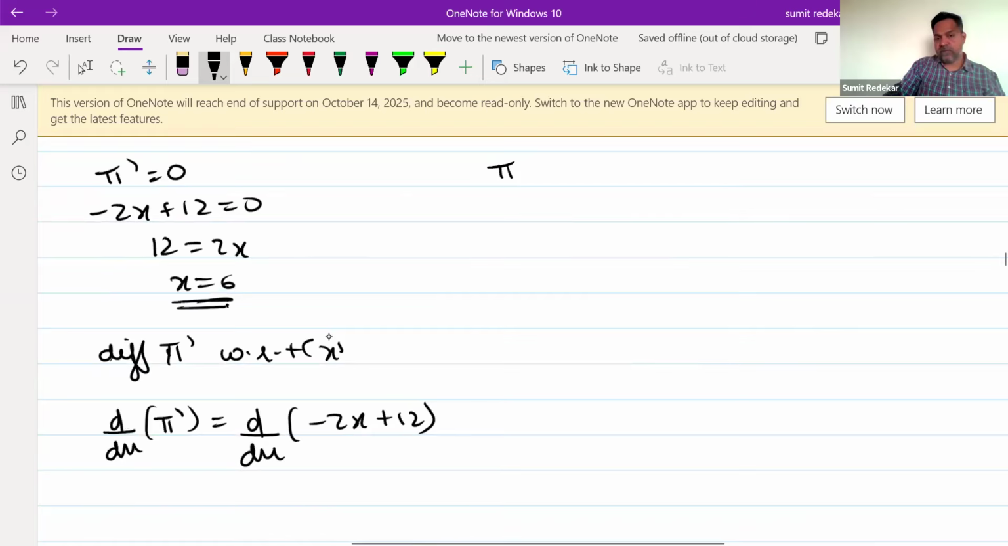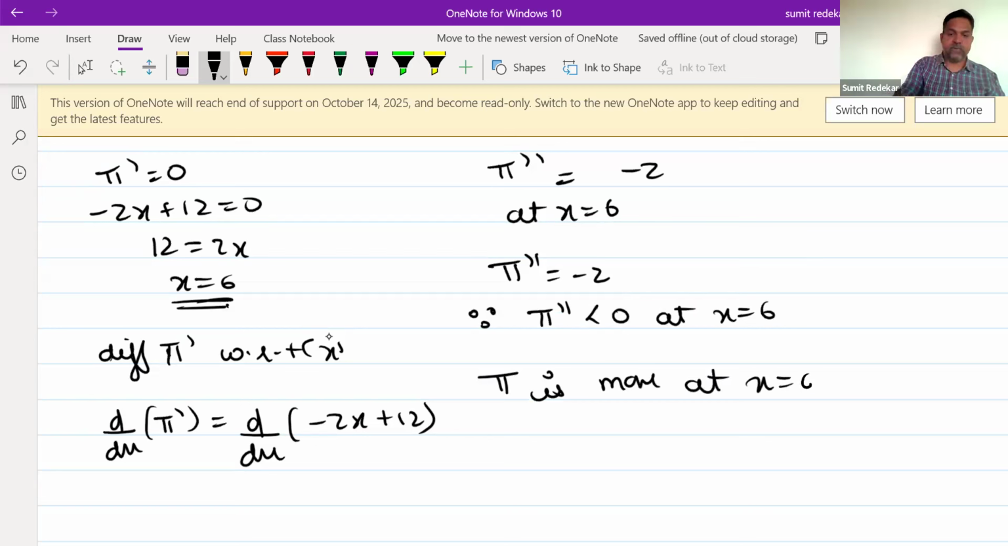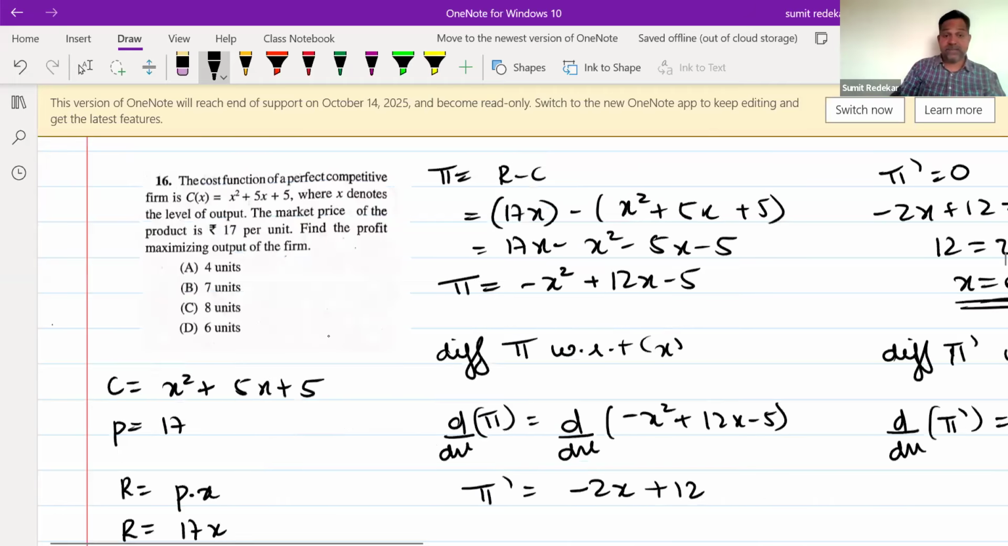Derivative of profit is the second order derivative, which is minus 2 at x is equal to 6. Second order derivative is still minus 2. So I'm going to say since the second order derivative is less than 0 at x is equal to 6, I'm going to say pi is maximum at x equals 6. So the profit maximizing output is going to be D, 6 units.